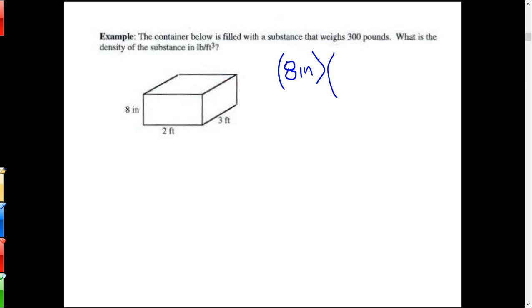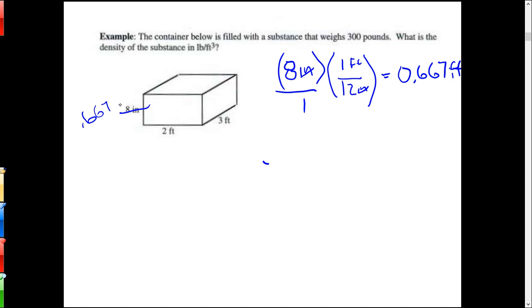I know I've got 8 inches, and what I know is that 12 inches is 1 foot. Just like those algebraic variables, like x's, I've got inches on the top and inches on the bottom. Inches cancel. Divide by 12, and I'll get feet out of that. I like to carry 3 significant figures, so that'll be 0.667 feet. So that's the height of this box. I wouldn't want to use 8 inches for that.